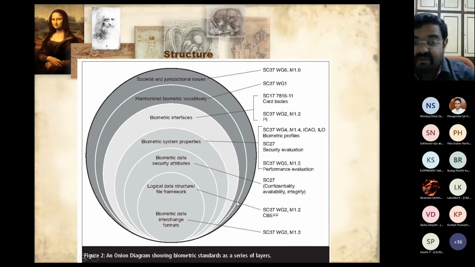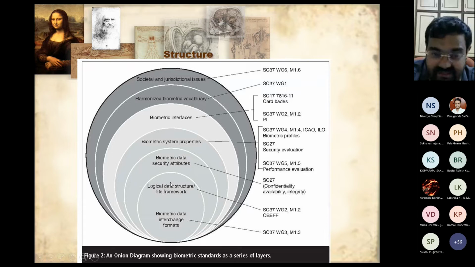But anyway, we have to understand that standards are a very complicated setup. There are standards for biometric data interchange, for the data structure, for security, for system properties, for the interfaces, and so on. There are so many issues and so many bodies, but this is a complexity that we have to live with. That is all for today. I'll close for today.